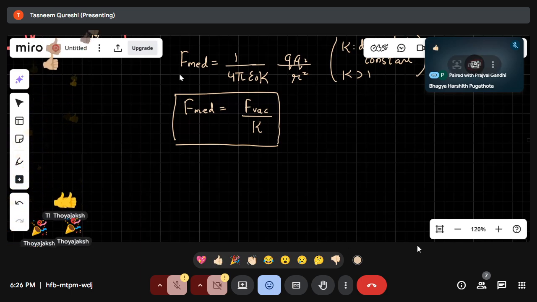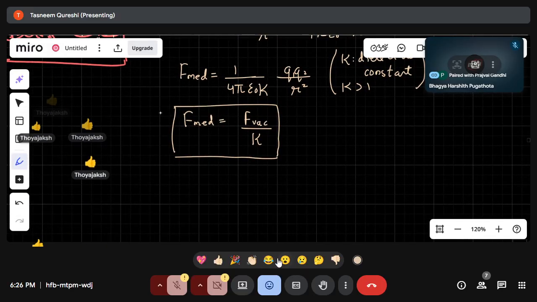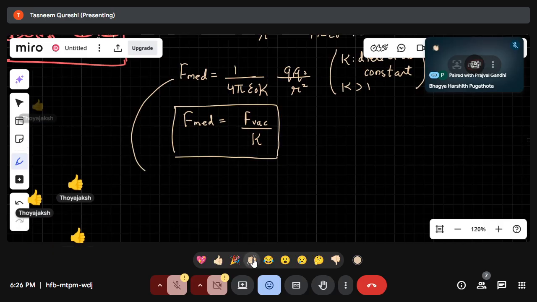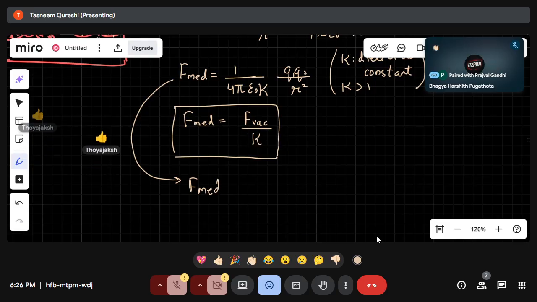Now this thing can be written like this also. Now F medium can be written like this: 1 by 4 pi, epsilon naught into k. Instead of writing two terms, epsilon naught into k, I'm just going to write epsilon. Just epsilon, no zero with the epsilon.